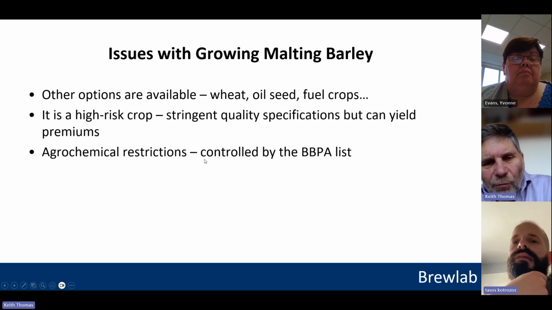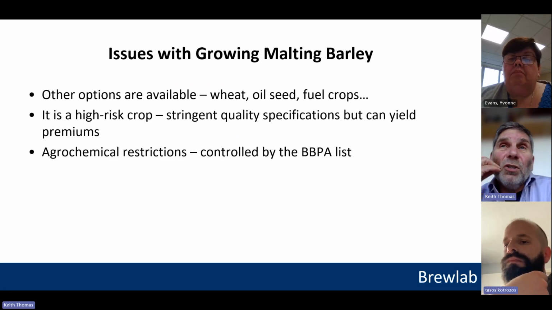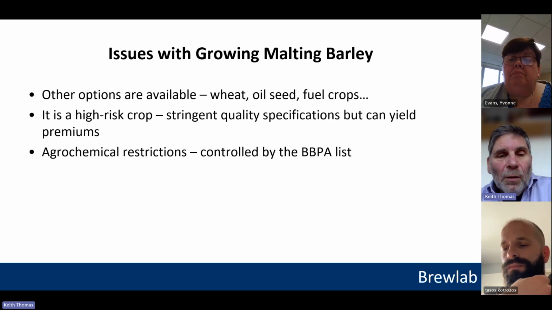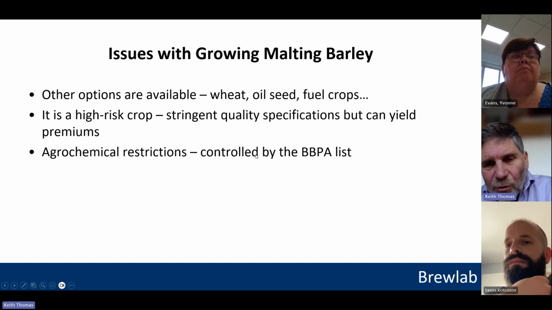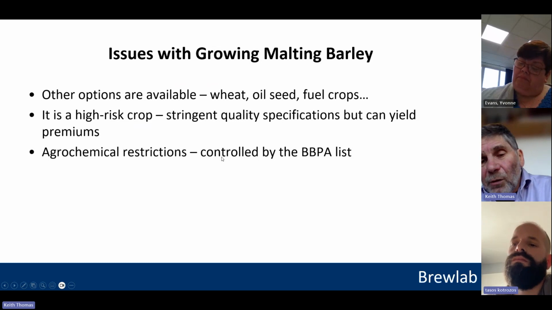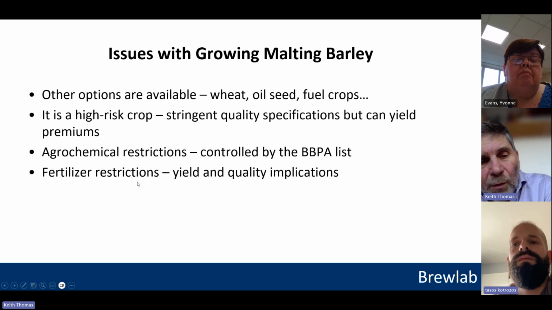There are controls of partly the pesticides, but also the toxins that might be produced by disease. There's a test which the farmers can do and the maltsters will do to check that it's pure and not contaminated. And that might mean fungicides have to be applied. And because it needs a low level of protein, about 1.7% or less, you've got fertilizer restrictions on the yield.